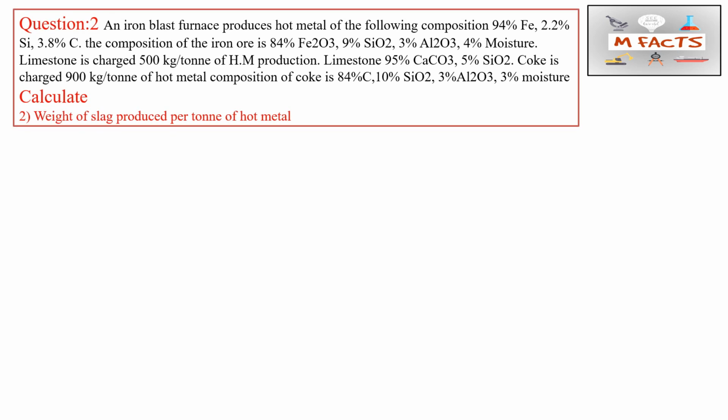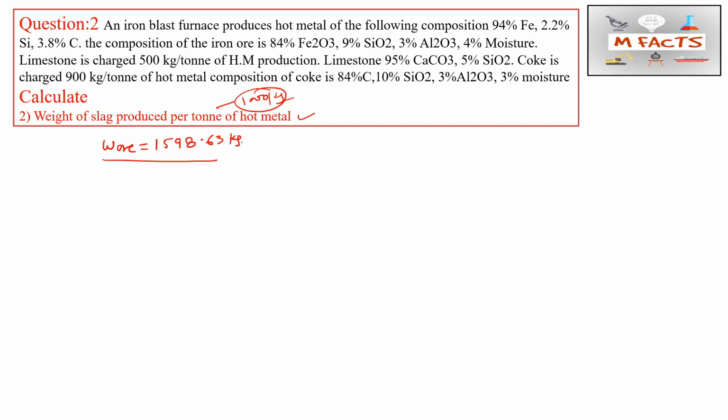Okay, so the next part is the weight of slag produced per ton of hot metal. We need to calculate the weight of slag per ton of hot metal, which means we need to calculate for 1000 kg of hot metal. So again I will draw the schematic. We have already seen the schematic diagram. Here I will directly write the weight of ore I calculated in the previous part, that is 1598.63 kg.